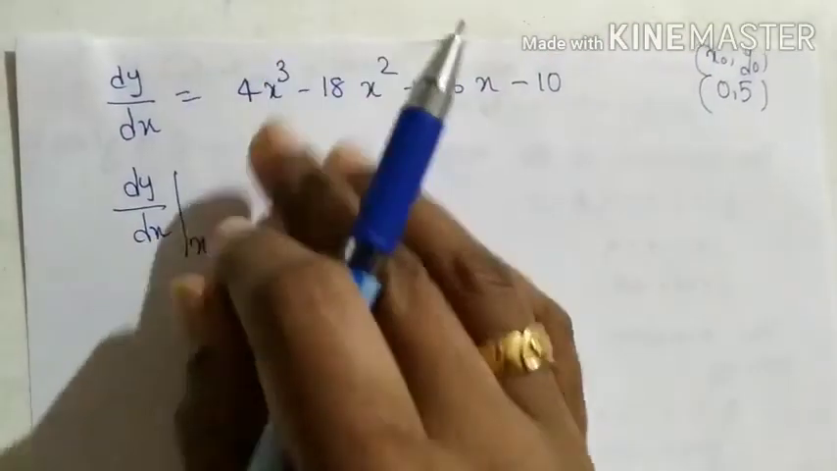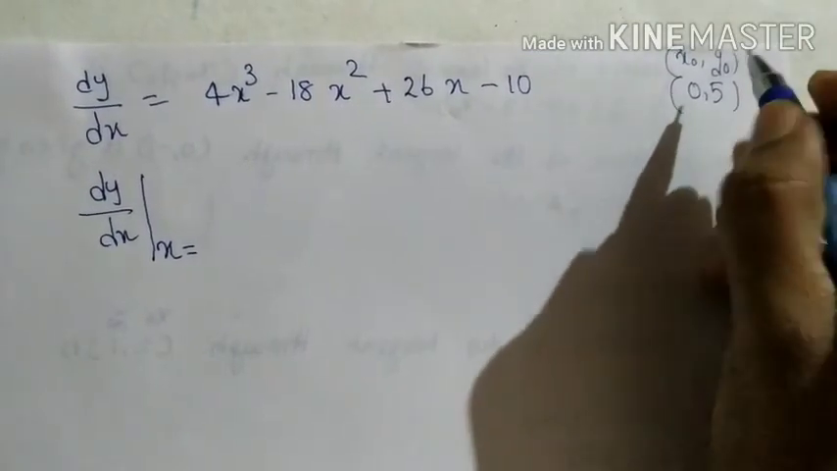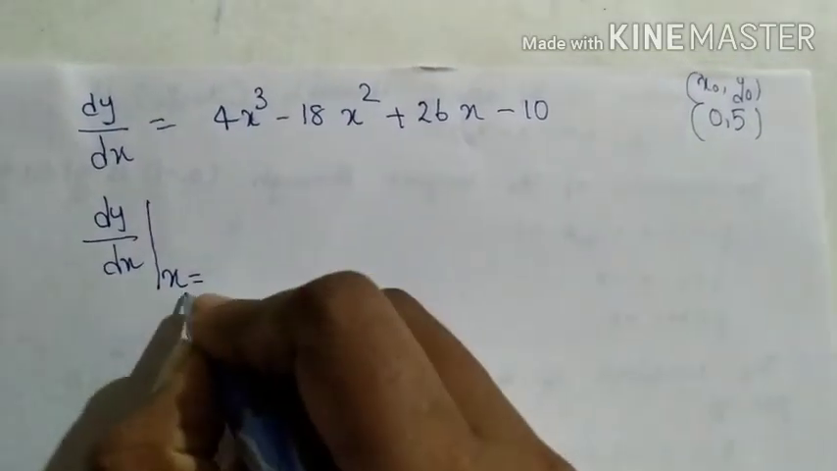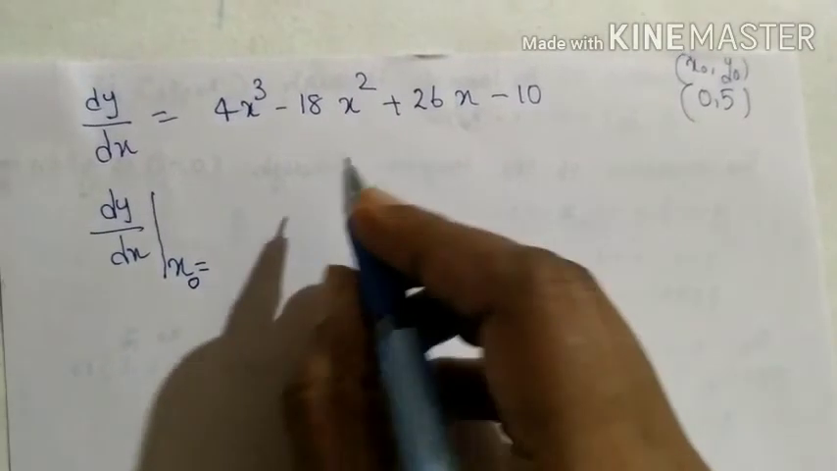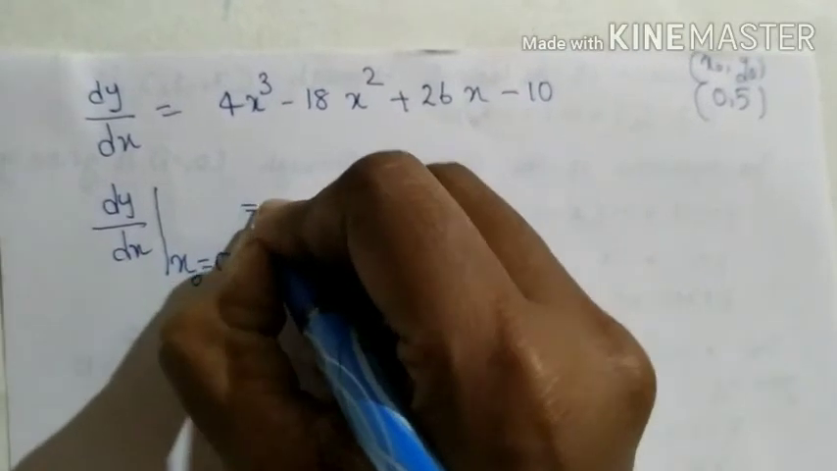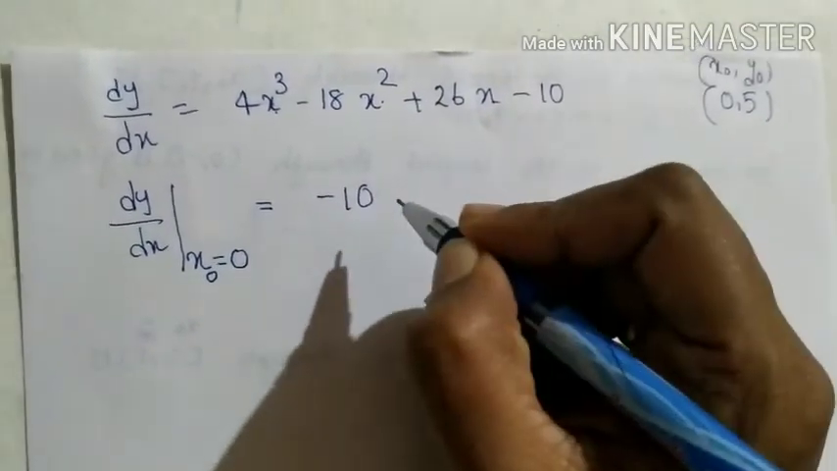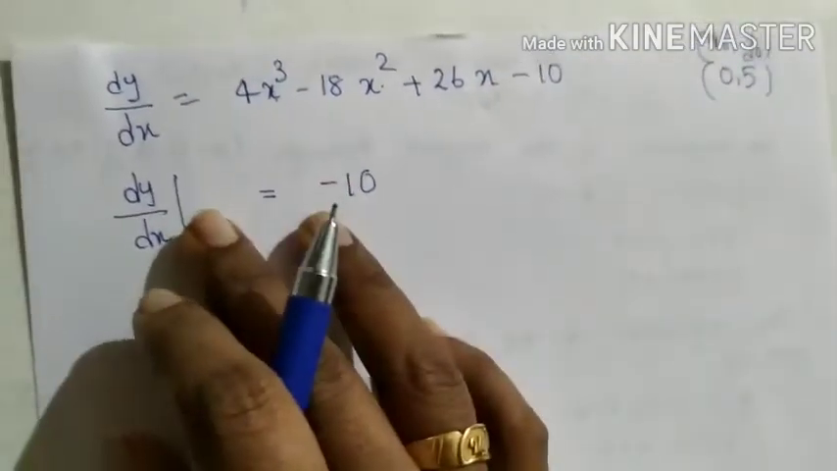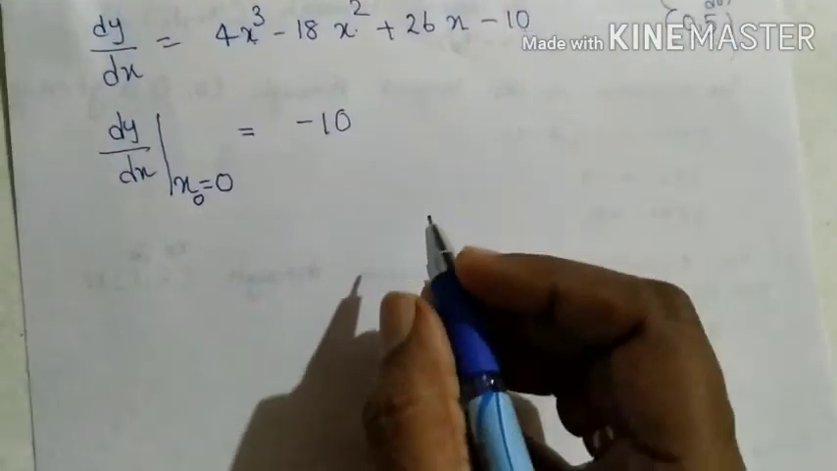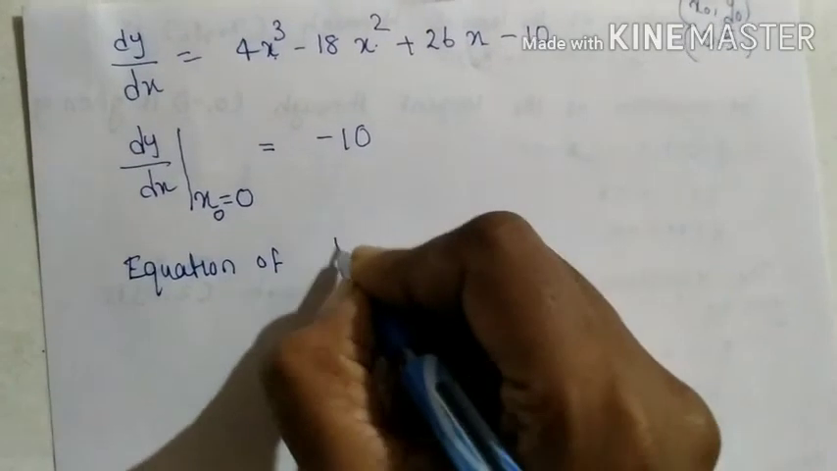Okay, next I am going to put the value of x. The given point is (0, 5), right? So x naught is 0 and y naught is 5. Here I am going to put x naught equal to 0 in dy by dx. We get 0 here, 0 here, 0 here. Only the term remaining is minus 10. Okay, so we get our slope at x naught equal to 0. So next I am going to write the equation of tangent.